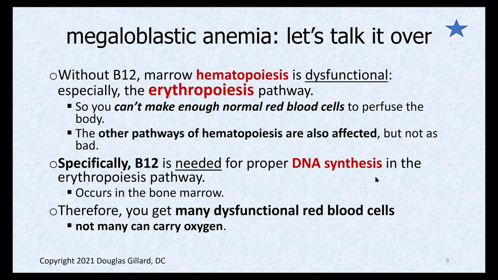Let's talk it over. So without vitamin B12, you can't perform hematopoiesis in the bone marrow. Remember, the bone marrow is where red blood cells and white blood cells and all the cells are made. And a subtype of hematopoiesis is erythropoiesis. That's making of red blood cells. So if you don't have vitamin B12, you can't run erythropoiesis. In other words, you can't make red blood cells.